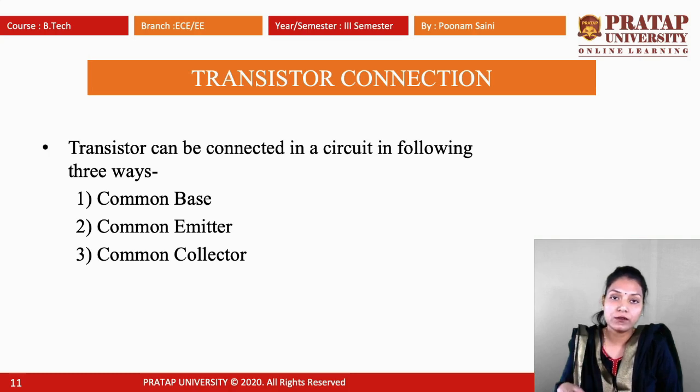That means one port should be common in the input as well as in the output. In common base, the base should be common in input as well as output. In common emitter, the emitter should be common in input as well as in output, and in common collector, the collector should be common in input as well as in output. That's why we have three configurations: first is common base, second is common collector, and third is common emitter.